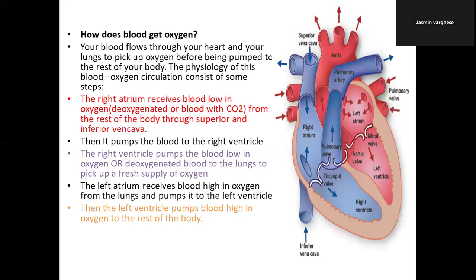Now, after the SA node stimulation or AV node stimulation, what is happening to the blood? Now we will see that your blood flows through your heart and your lungs to pick up oxygen before being pumped to the rest of your body. The physiology of this blood oxygen circulation consists of some steps.